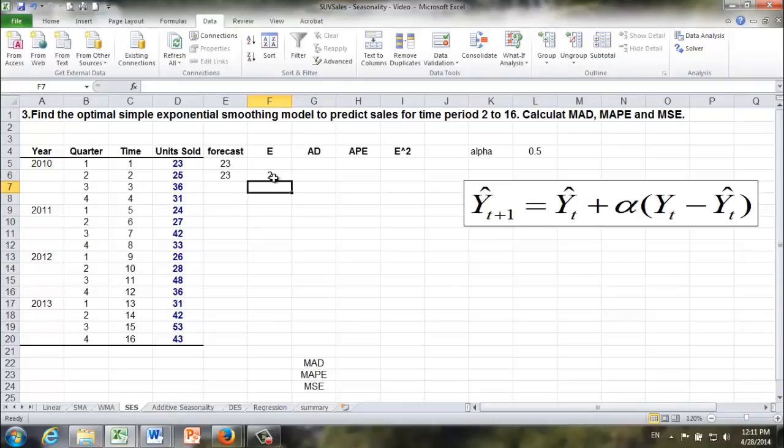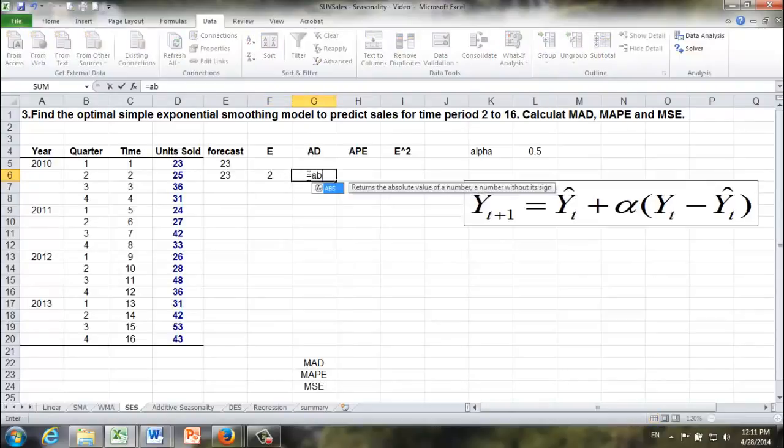You see over here, we start from time period 2 because for time period 1, we kind of cheated a little bit, right? We make the very first forecast equal the actual sales of the first time period. So we start from time period 2 to calculate forecast error, absolute forecast error, and absolute percentage error.